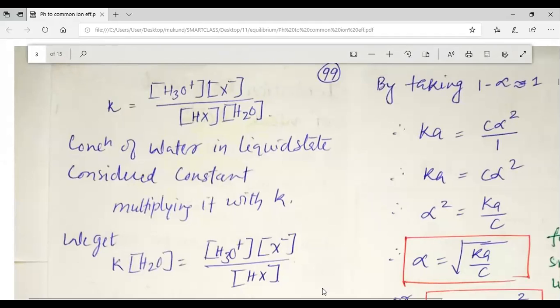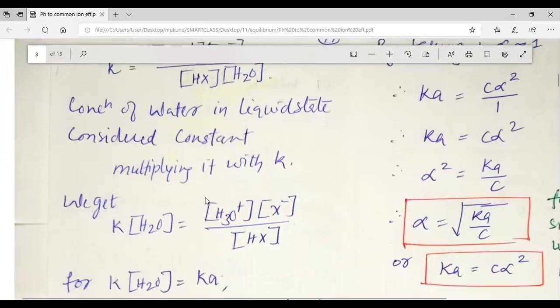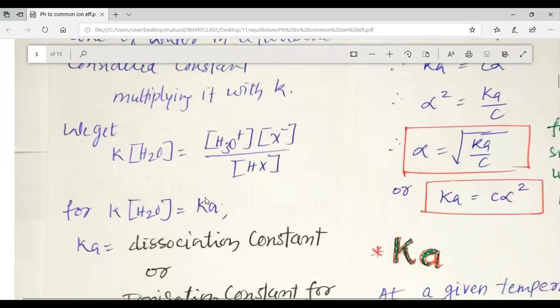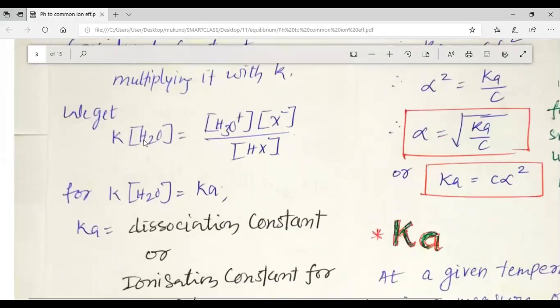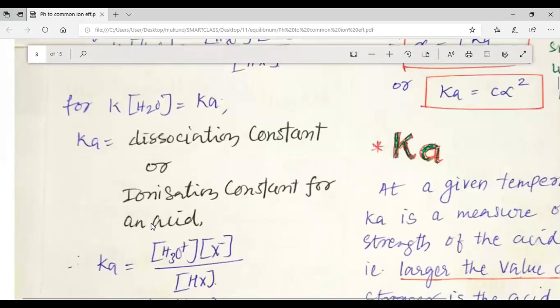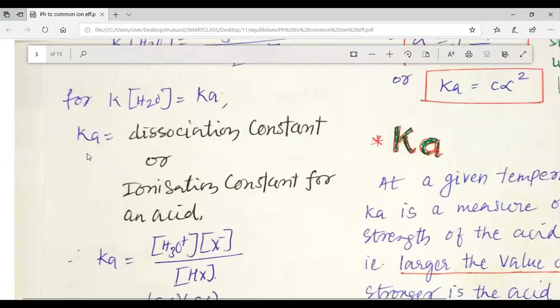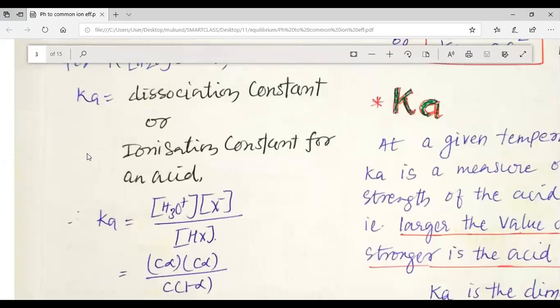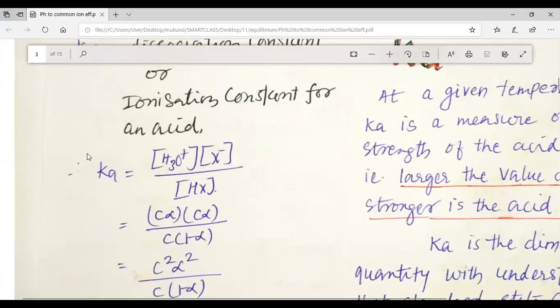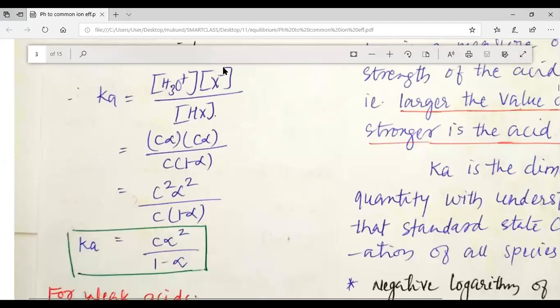We are well aware that the concentration of water in liquid state is considered a constant, and that is why multiplying the concentration of H2O with K, we get K into H2O equal to H3O plus multiplied by X minus divided by HX. If we write K into H2O as Ka, then Ka is called the dissociation constant or ionization constant for an acid. Thus Ka is equal to the concentration of H3O plus into the concentration of X minus divided by HX.